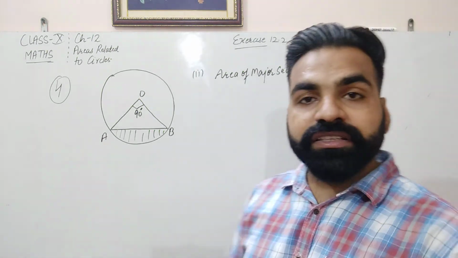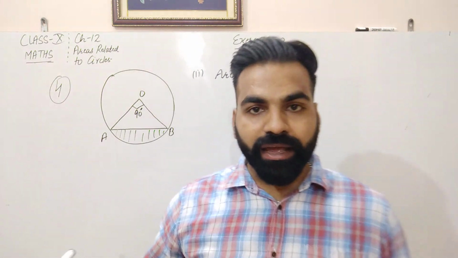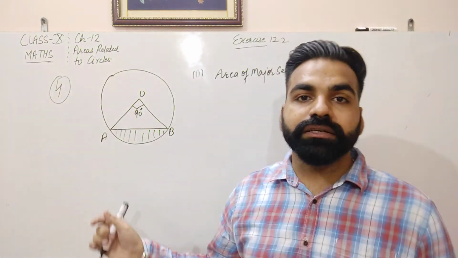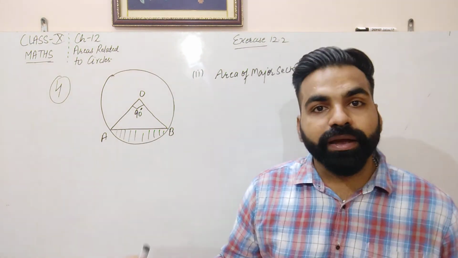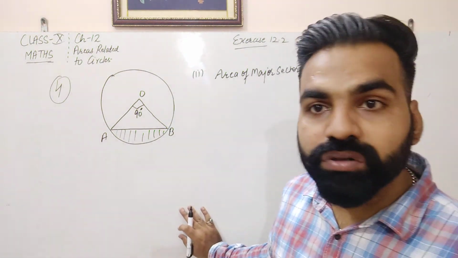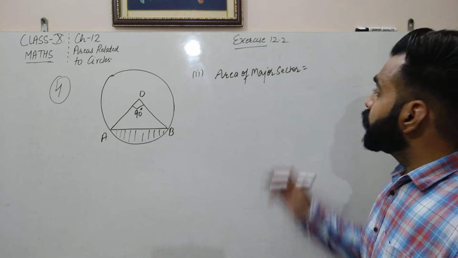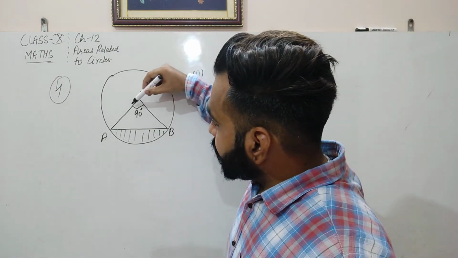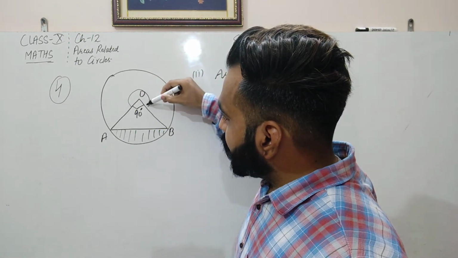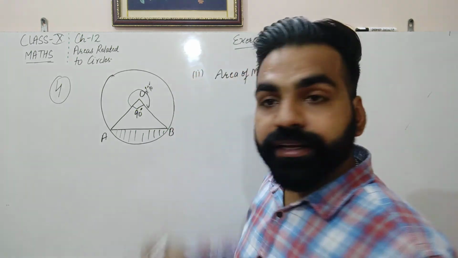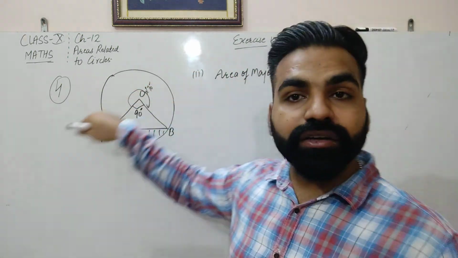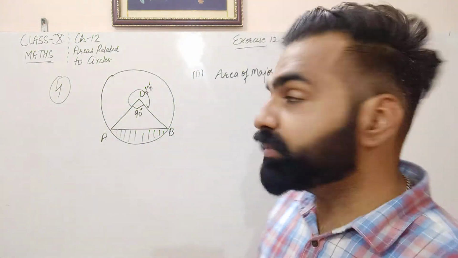So what is area of major sector? Either we can take the angle of major sector or we can subtract the area of minor sector from the whole circle. Clear? So if this is the angle 90 degree, then the rest of the angle will be equal to 270 degree. So we can use this angle 270 degree to find area of the major sector.